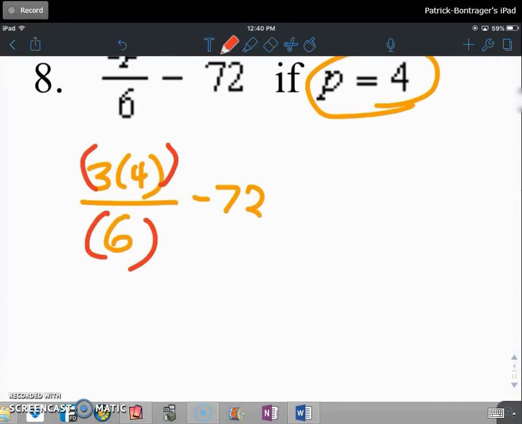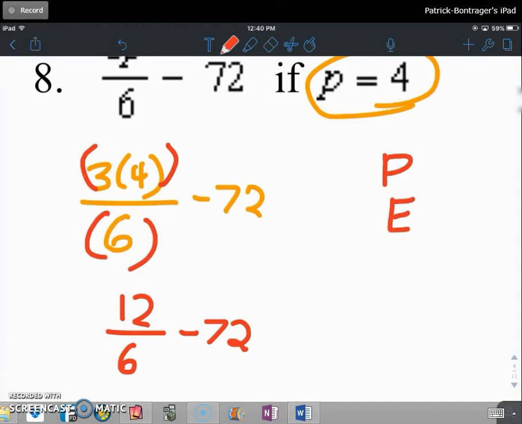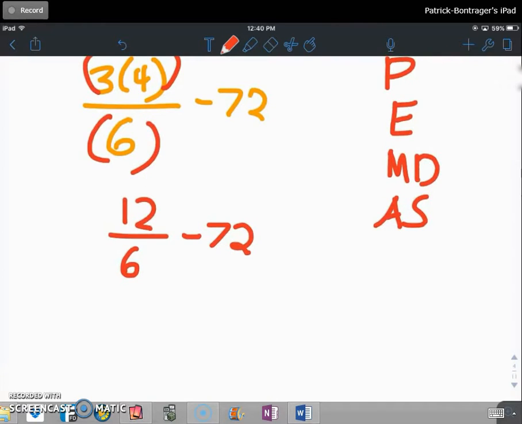So let's start. 3 times 4, and again, order of operations, parentheses. Okay, so my grouping, my red grouping parentheses are what I'm going to start with. I'm going to do 3 times 4, which is 12. The next in order of operations is exponents, which we're not worrying about today. Then we have multiplication and division. So multiplication and division come before addition and subtraction. So we're going to do the division first, and 12 divided by 6 is 2. So we got 2 minus 72, and 2 minus 72 is negative 70.